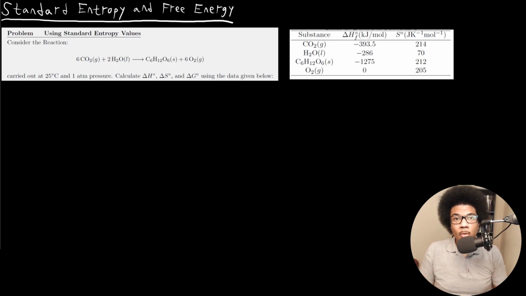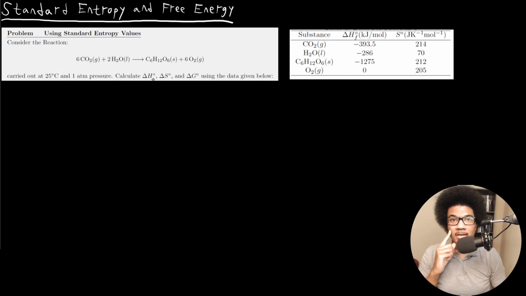In this video, we're going to go over some examples of calculating the standard entropy and free energy for chemical reactions. So the first problem gives us a chemical reaction. It's already been balanced for you. It's got carbon dioxide and water producing C6H12O6, glucose, sugar, and O2. It says this reaction was carried out at 25 degrees C and 1 atm. These are our standard temperature and pressure. So just FYI, that's STP, standard temperature and pressure.